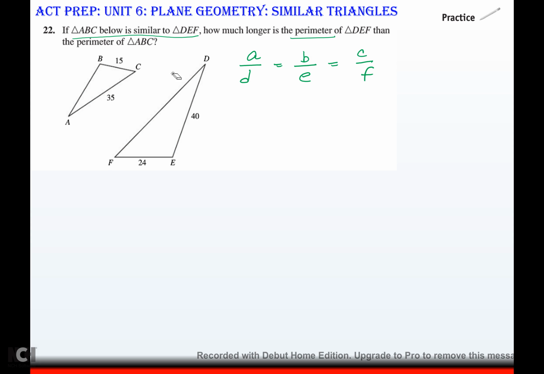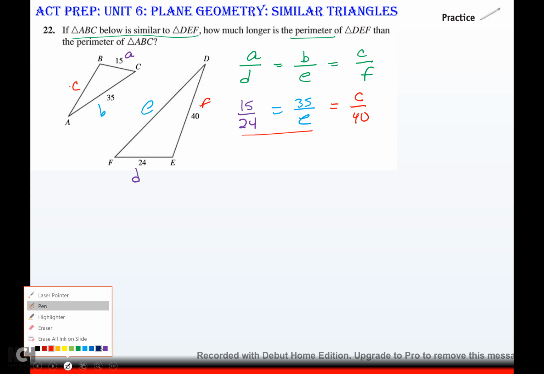So if I label my triangles, this would be little a, which corresponds to little d. So I have 15 over 24. Then I have little b, which is right here, that's 35, over little e, which I don't know. And that equals little c, which is right here, I don't know it, over little f, which is 40. So I can solve that proportion to find e.